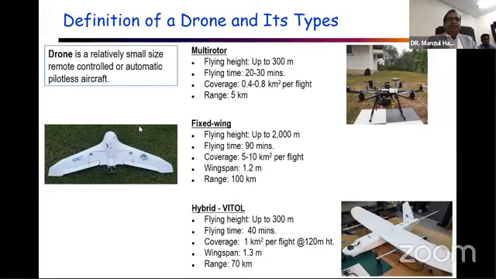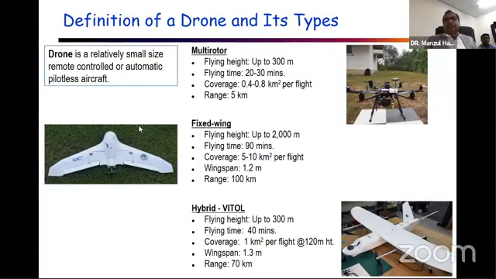Okay, so a drone is basically a relatively small-size, remote-control, automatic pilotless aircraft. There are different kinds of drones. The drones which I am showing you, all three drones, first is multi-rotor. You have several propellers. That's why it's called multi-rotor.